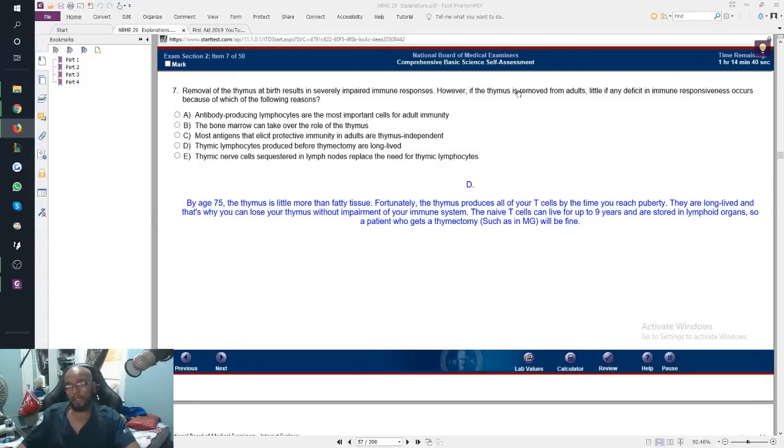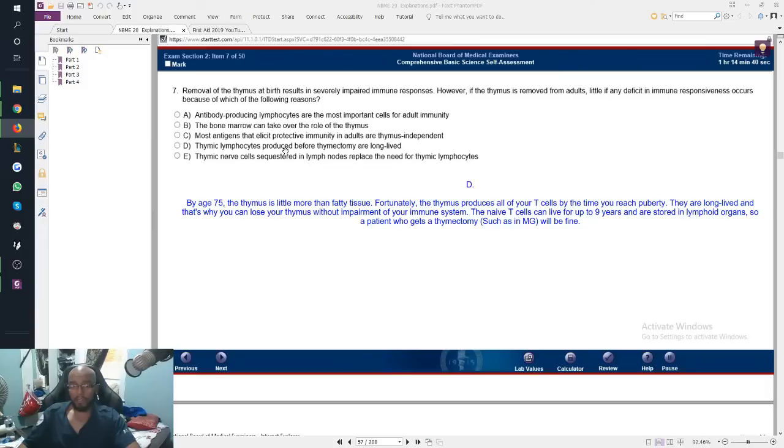But if you take it out of an adult, it doesn't do anything. So what's the problem here? Well, if you look at all the answer choices, so A, antibody-producing lymphocytes are the most important cells for adult immunity. I mean, they're important, but they're not the most important. That's not true. The bone marrow can take over the role of the thymus. Definitely not true. The bone marrow is where you make B and T cells, but T cells have to go to the thymus to become mature.